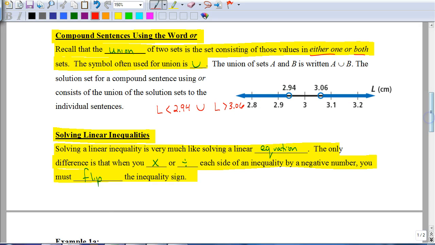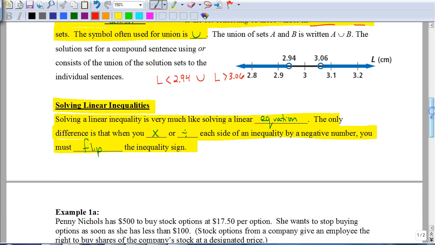Okay, but what we just talked about is how we're going to represent our answers for a lot of our questions in our assignment, where we're going to be solving inequalities, and then we're going to graph them on a number line. But before I can graph them on a number line, I need to know how to solve them. Well, the good news is it's really no different than solving a regular equation. The only difference is this. Anytime you multiply or divide each side by a negative number, you flip the inequality.